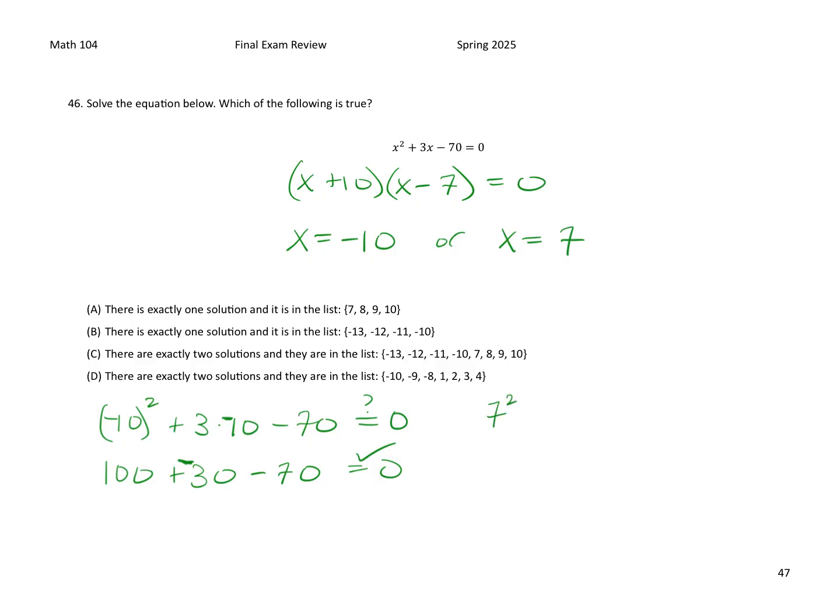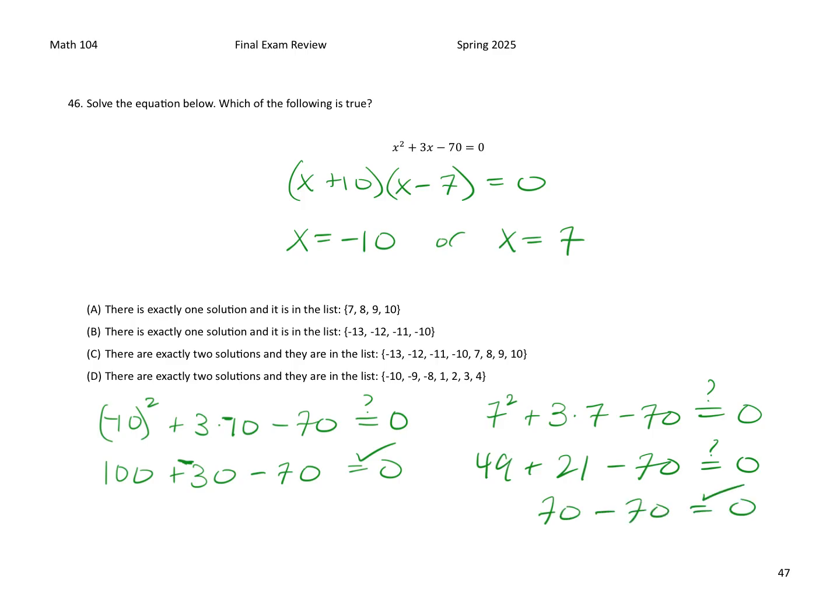Okay, let's check the 7. So I have 7 squared plus 3 times 7 minus 70. Does that equal 0? Oh, 7 squared is not 21. 7 squared is 49 plus 21 minus 70. So 49 plus 21 is 70, and 70 minus 70 is 0. Check.